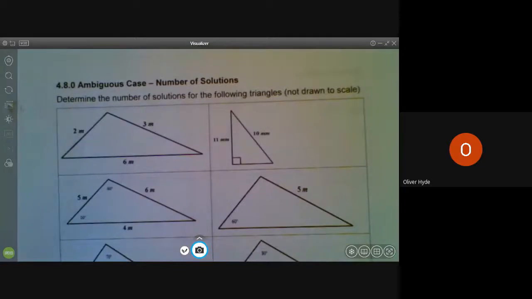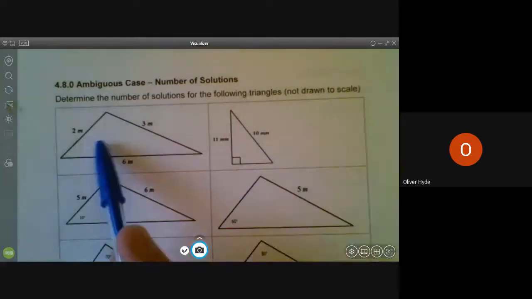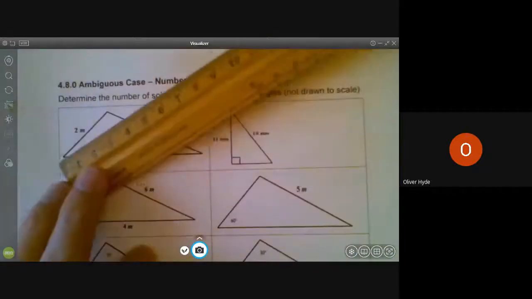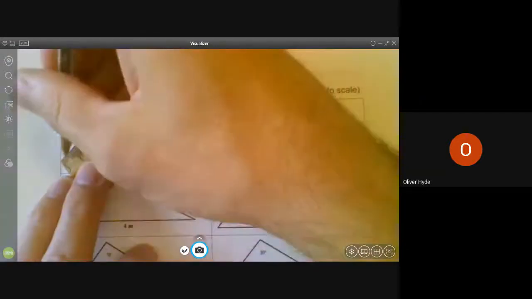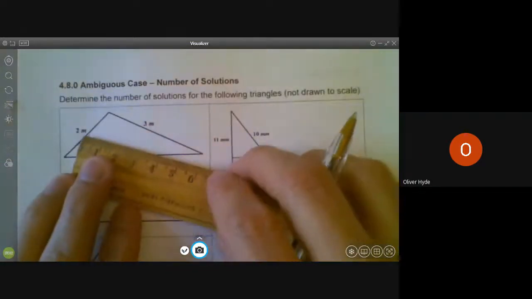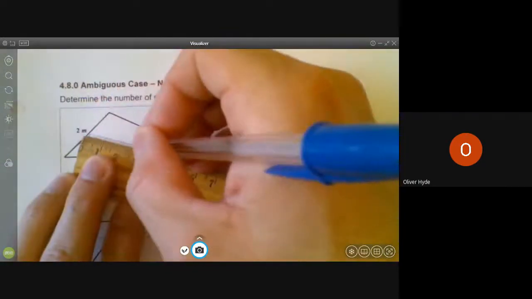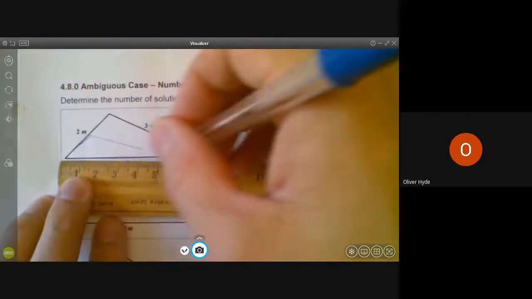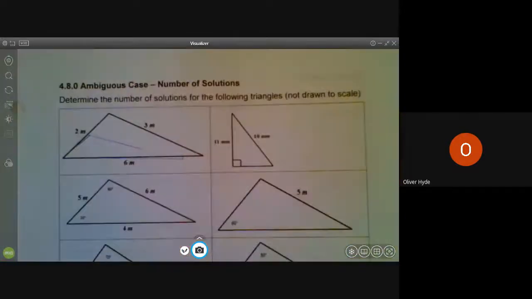So the very first triangle, keep in mind these triangles are not drawn to scale. Why don't you grab a ruler and try to draw a triangle that has a side length of 2 units and then a side length of 3 units, and then the other side being 6 units long. Well, you're going to have a hard time doing that. This is a pretty important triangle inequality.